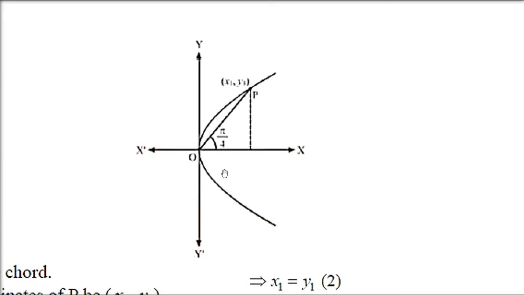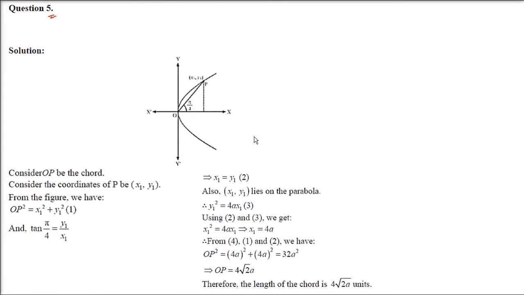This is simple. y square equals 4x, facing towards the positive x-axis. Now from the vertex, there is a line we are making at an angle of pi by 4. It is touching the parabola somewhere. So this is the chord OP which you see here, the length of the chord which we have to find out. So by the Pythagoras theorem, if we have the base and the perpendicular, we can find out the hypotenuse. If you take this point (x1, y1), because it is from the origin, x1 square plus y1 square will be the distance squared.